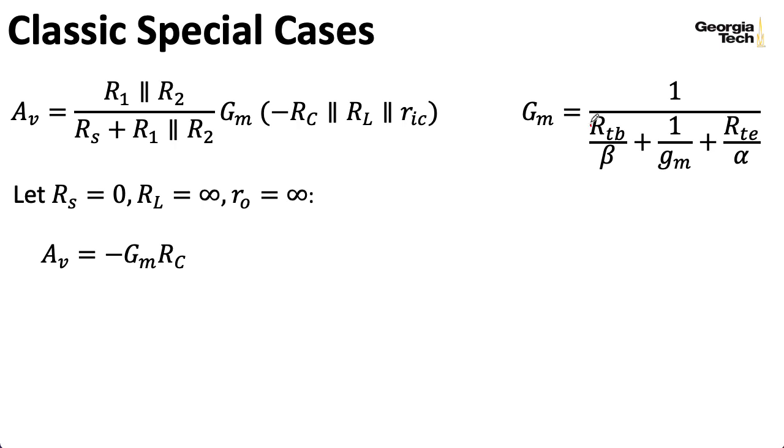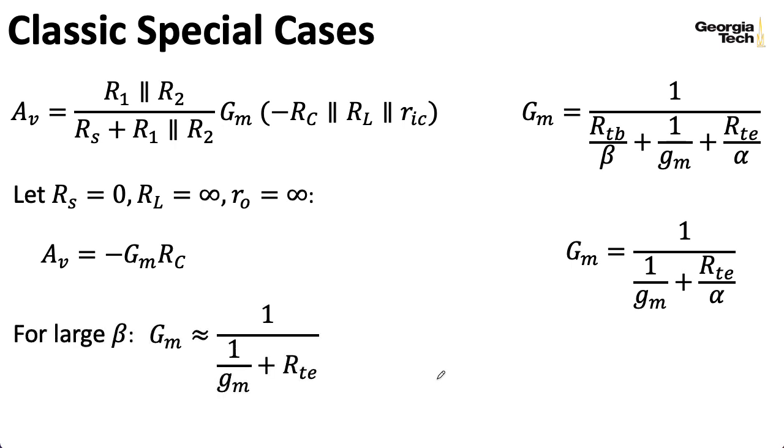Now remember RTB, the Thevenin equivalent looking out of the base? That's the parallel combination of R1 and R2 with RS all in parallel. So if RS equals 0, this term goes away entirely, and we can write GM like this. Now let's also suppose that beta is big, because if beta is big, then alpha is pretty close to 1, and we can approximate big GM like this. And let's multiply the numerator and the denominator by GM in order to write it like this.